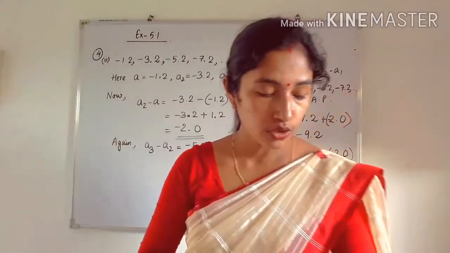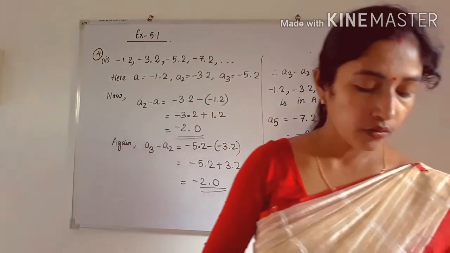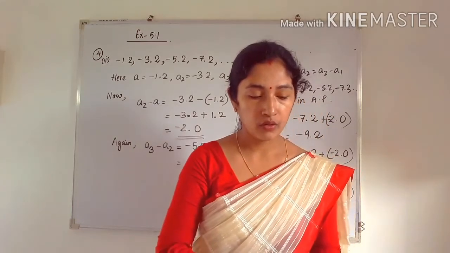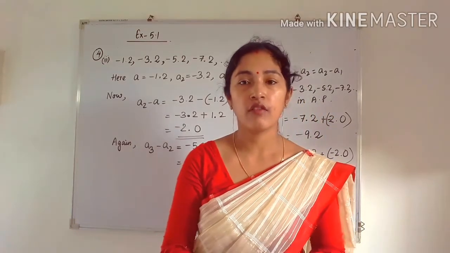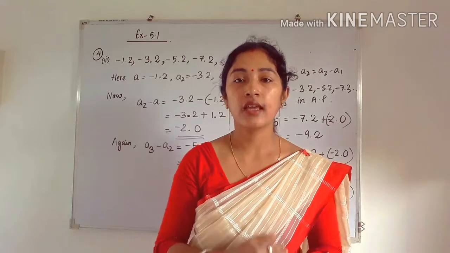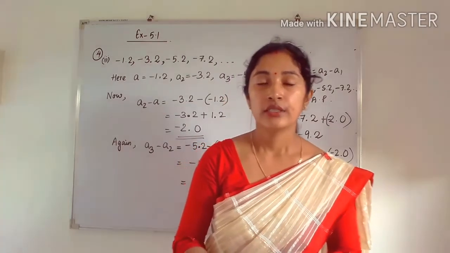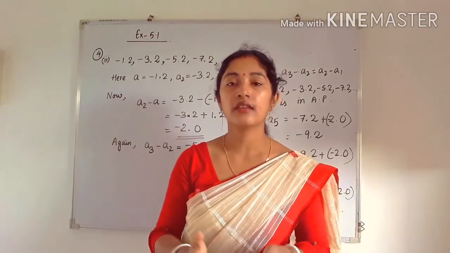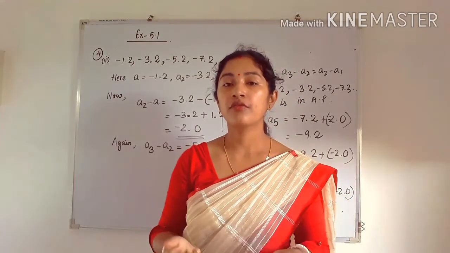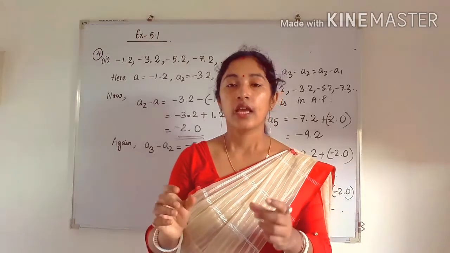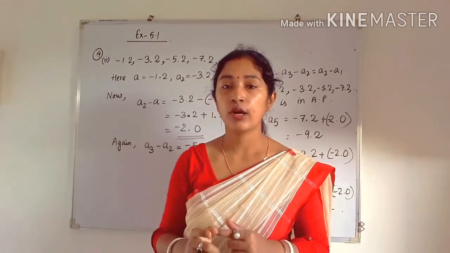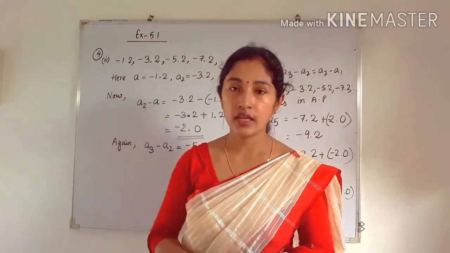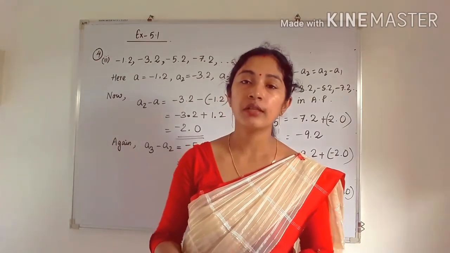So see the next question, question number 4. It is not given that the following sequence is in AP. We have to check whether this is in AP or not. So how to check? If the difference of two consecutive terms is the same, then we can say that the sequence is in AP. That means if the differences A2 minus A1, A3 minus A2, A4 minus A3, A5 minus A4, all these values are equal, then we can say the following sequence is in AP.